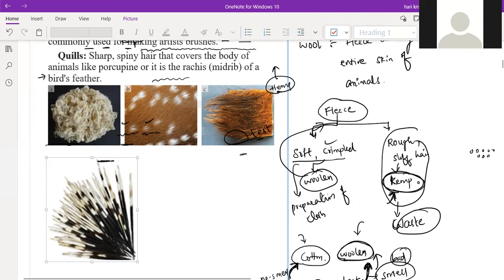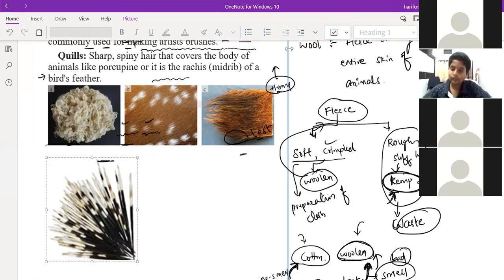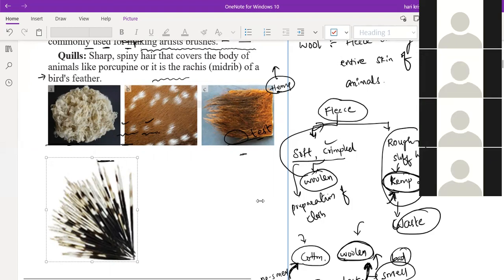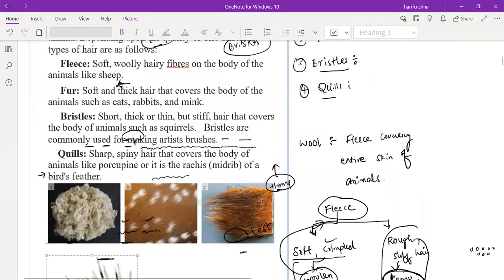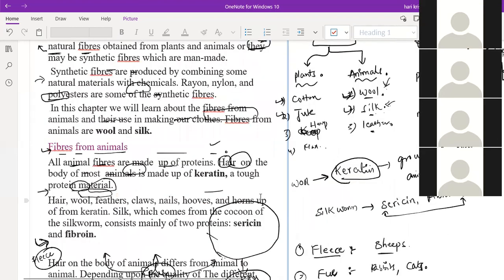So any doubts up to this? No, sir. We discussed the different types of fibers. We are discussing the plant fibers, and animal fiber is keratin. In the case of silk, it is sericin and fibroin.